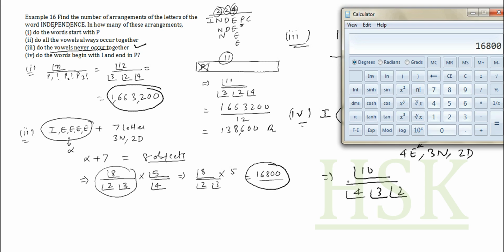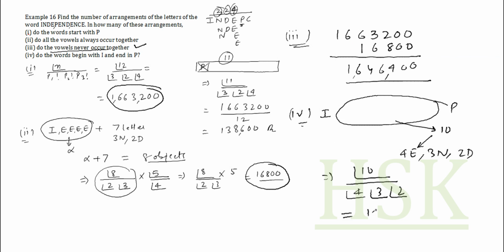Okay. 10 factorial divided by 4 factorial divided by 12, since 3 factorial into 2 factorial is equal to 12. So we get this as how many ways? 12,600 ways. Okay. So the number of ways in which the word begins with I and ends with P is equal to 12,600. Okay.